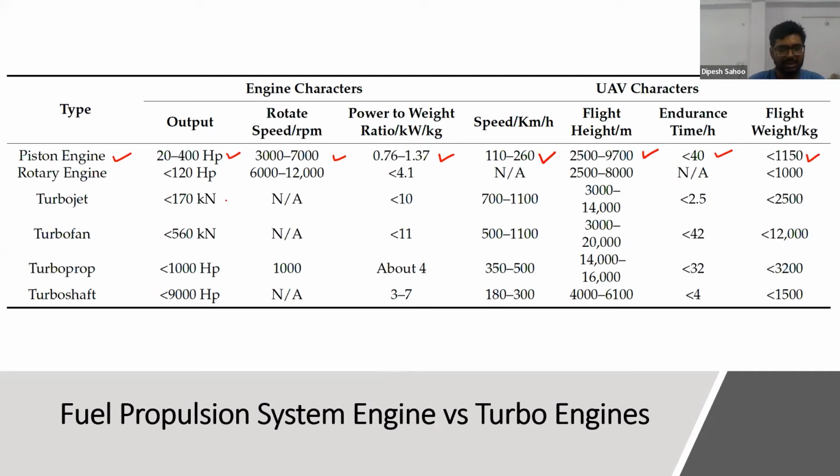Turbojets generally output 170 kilonewton. The rotation, the RPM, is very fast. Power to weight ratio is, you can say, 10. We achieve a speed of nearly 700 to 1100 kilometers per hour. That means the drones can fly very fast if we use turbojets. Flight height is 3000 meters to 14,000 meters.